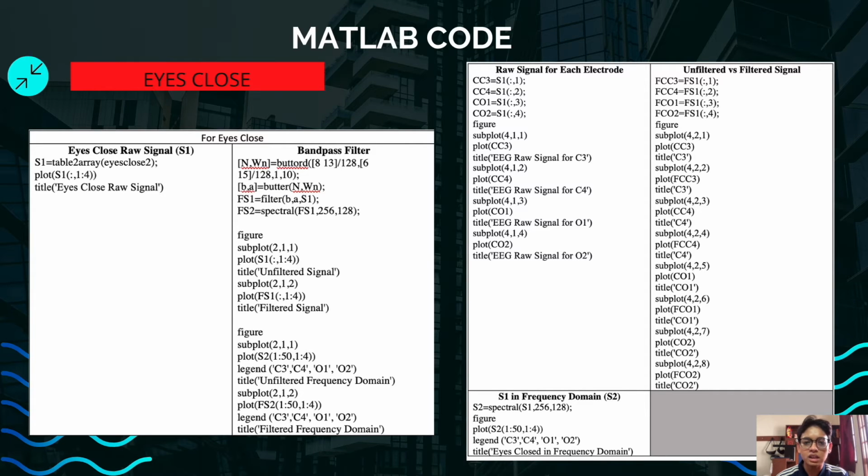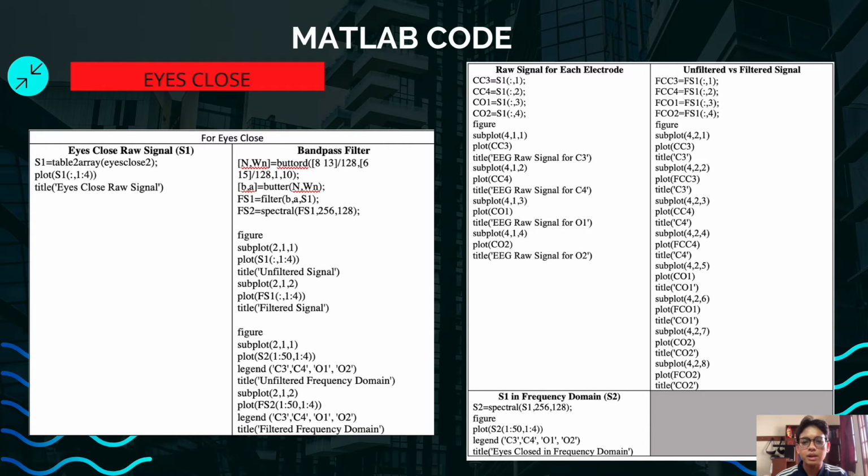Next, this is the MATLAB algorithm we use to preprocess and interpret the data. The first one is eyes closed. For the raw signal, we need to convert the table into double form, which is S1 equals table2array, bracket eye closed, and then plot the raw signal S1. Next, for the bandpass filter, we use the information mentioned on the previous slide to define the bandpass filter. Two functions are used for the bandpass filter: filter FS1 and spectral FS2. The reason we need to filter the data is to remove the mean and also to remove the low frequency of the movement artifacts.